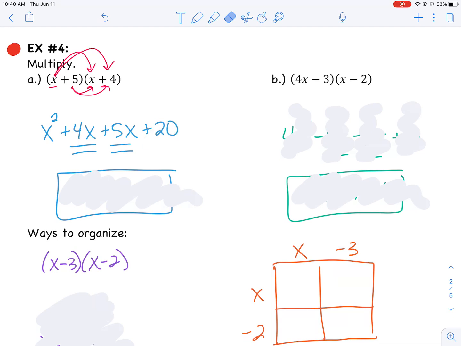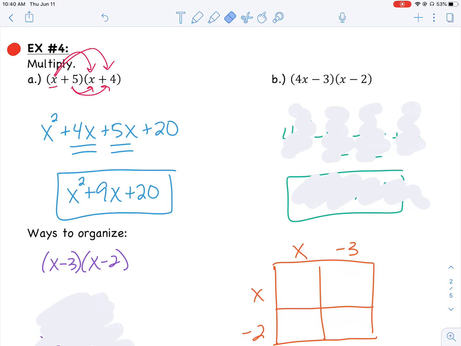You notice in my new polynomial, I have like terms. I have a 4x and a 5x that have the same exact variable with the same exact exponent, so I should be able to add these together. Now remember, when we add and subtract, we do nothing with the exponents, we just combine like terms. So if I have a 4x plus a 5x, I can combine those and just say that I have a 9x. So my final answer in standard form would be x squared plus 9x plus 20.